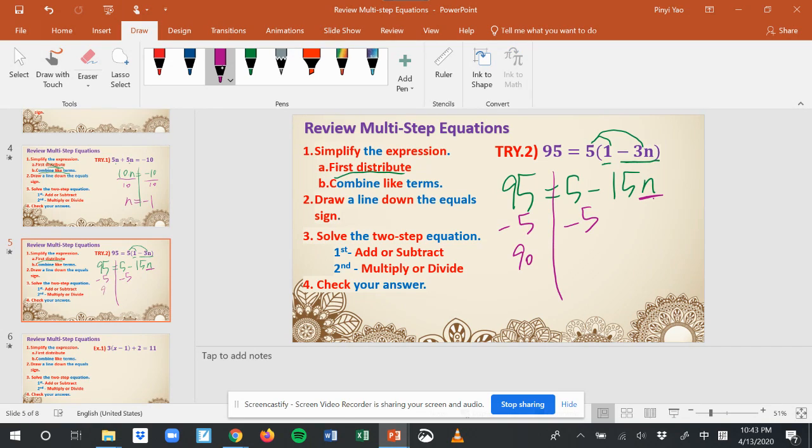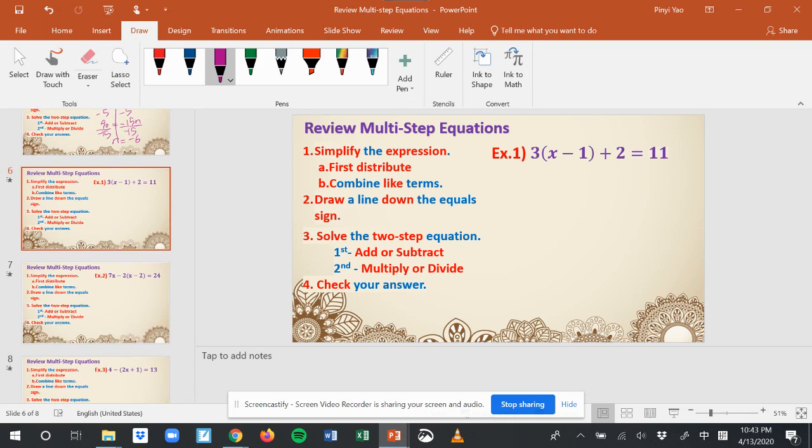So we got 90 equals negative 15n. Next thing, negative 15 and n is multiplication between them, so we're going to divide negative 15 on both sides to get rid of negative 15. And our answer is going to be n equals 90 divided by negative 15. That's a negative 6. And that is done.